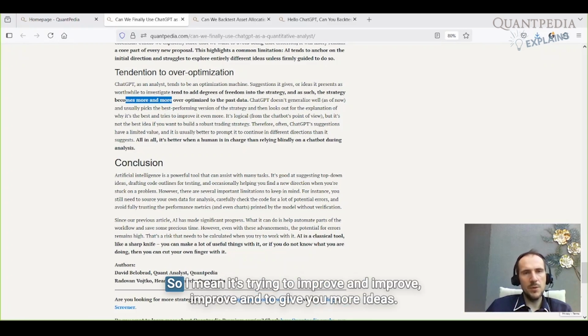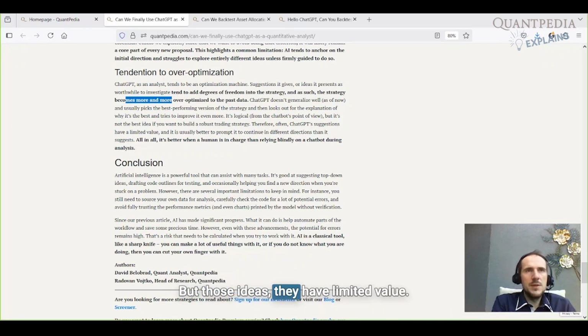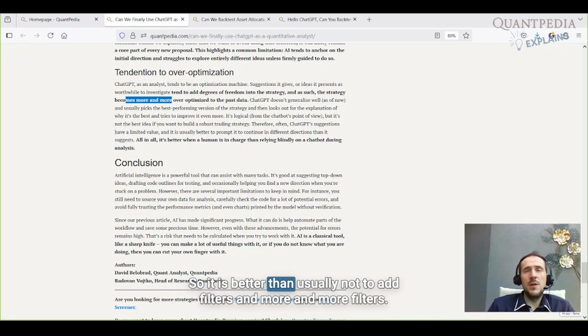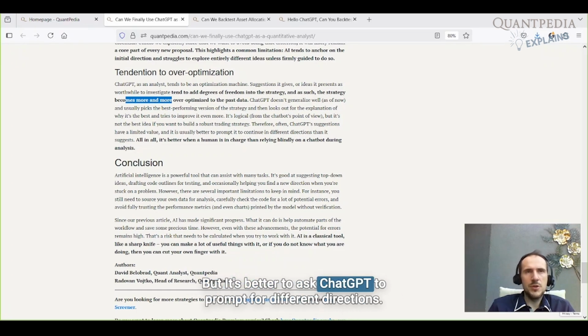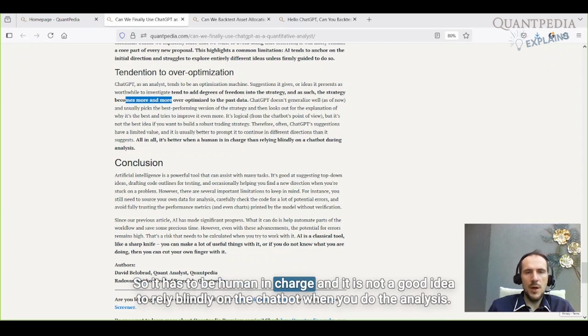How does it work? It's trying to improve and to give you more ideas, but those ideas have limited value. So it's usually better not to add more and more filters, but to ask ChatGPT to prompt for different directions. So it has to be human in charge, and it's not a good idea to rely blindly on a chatbot when you do the analysis.